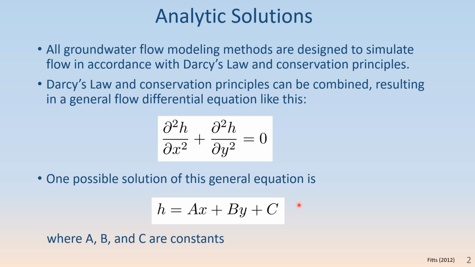And in this solution, x and y, again, are your coordinates within the plane. A, b, and c are constants. Turns out A is the hydraulic gradient in the x direction, B is the hydraulic gradient in the y direction, and C is a constant that raises and lowers this planar, sloping surface that would define a uniform flow, that the discharge is the same everywhere in the xy plane. So that's an analytic solution for uniform flow, and it satisfies this general equation perfectly.